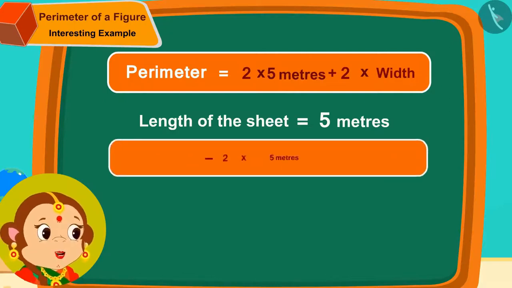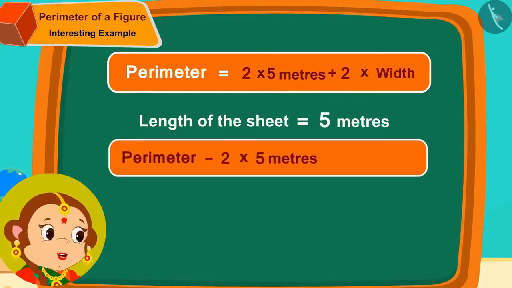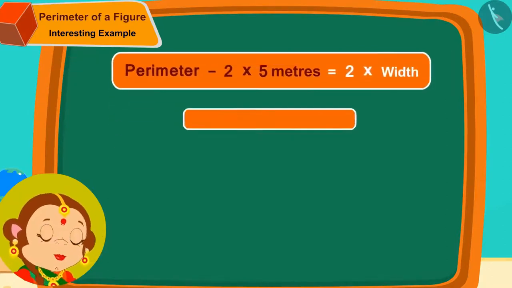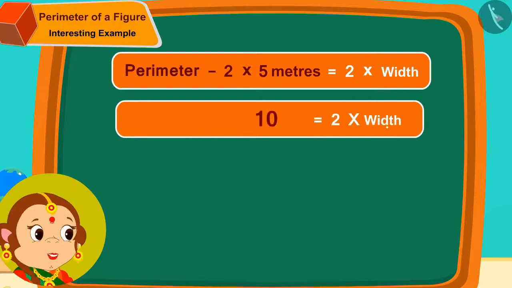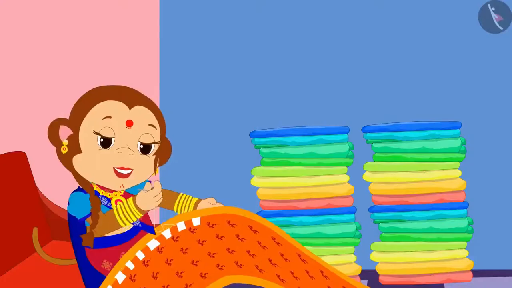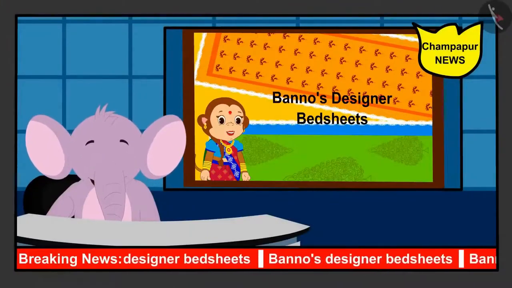Now, if I subtract twice this length from the perimeter, I will get 2 times the width. In this way, 2 times the width will be 10. If I subtract 10 from 14, I will get 4 meters. Oh, wow! The width of the sheet is half of 4 meters. That is 2 meters. Bannu quickly put laces on the edges of the bed sheet having a 2 meter width. Bannu's bed sheets rose to fame in the market.